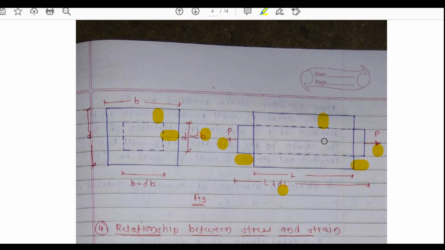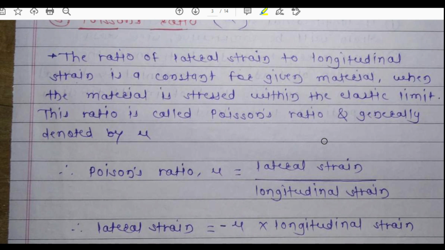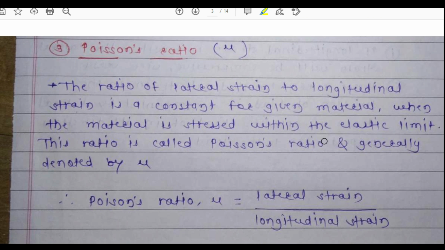Now, every longitudinal strain in the direction of load is accompanied by a lateral strain in the opposite kind, in all directions perpendicular to the load. The lateral strain is exactly perpendicular to the longitudinal strain. Remember this. Now the second part is your Poisson's ratio. Poisson's ratio is denoted by mu.